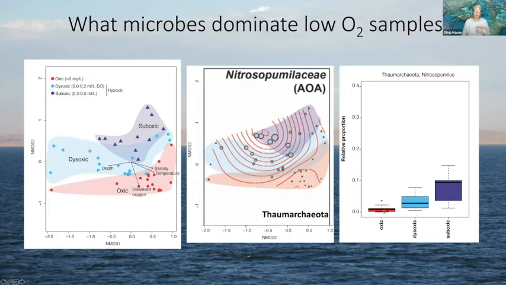So you could look at this another way, and you could see that Thaumarchaeota abundances are increasing when oxygen decreases, right? So what microbes dominate low oxygen samples? Well, remember we learned that in the Gulf of Mexico, what dominates is this type of archaea, Thaumarchaeota. We see the same thing in the NBUS.